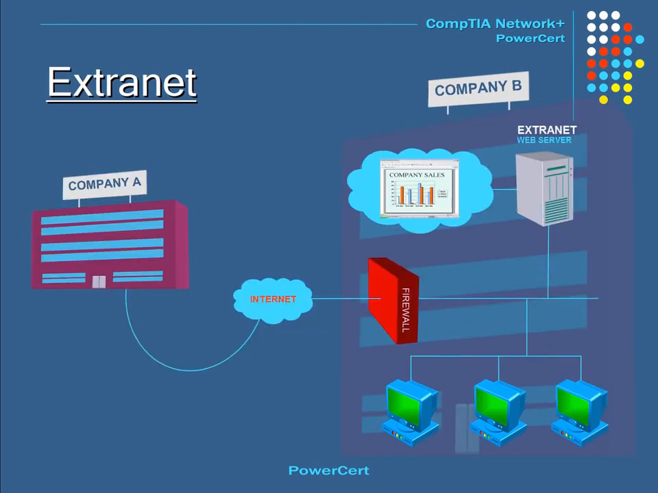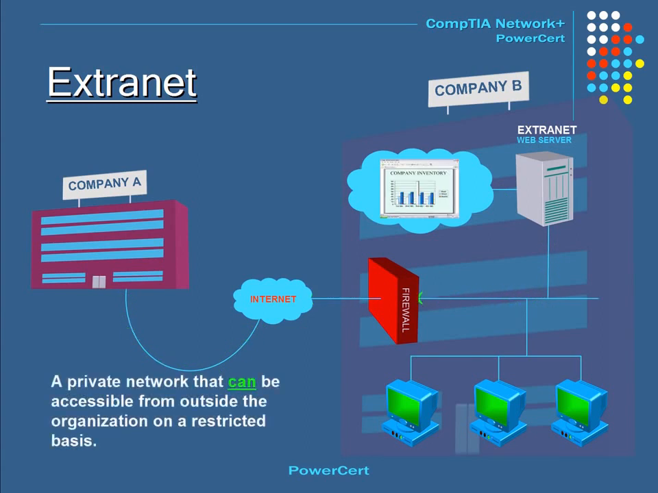Now, an extranet is similar to an intranet in that they are both private networks within an organization. But an extranet is different from an intranet because an extranet is accessible from outside the organization on a restricted basis. So for example, here we have 2 companies. Company B contains a private network that contains a website with their company's information. Now suppose Company A is a business partner with them, and they need to access certain information. So what happens is that Company B will grant Company A access to their website to effectively do business.